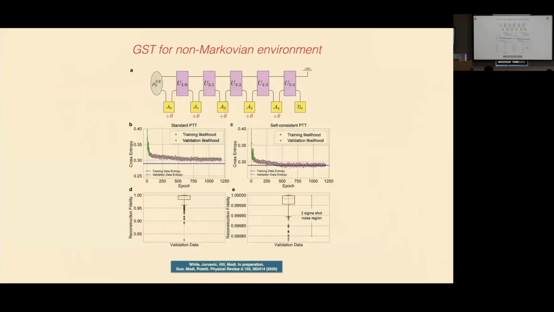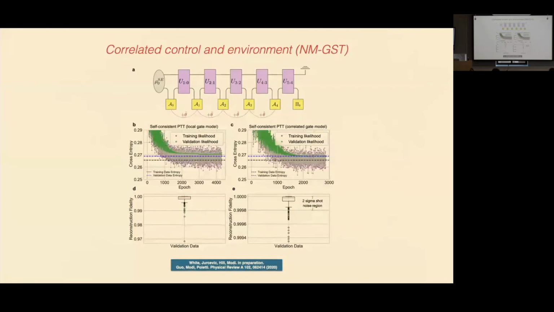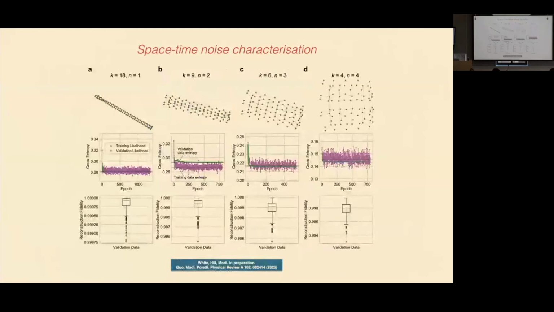And we can check, does it work? We can check standard process tomography versus self-consistent process tomography. It works better, right? It converges better. Look at the scale here and the scale here. It's much better. We can compare correlated environment, correlated control versus not correlated control, and so on. We can make it all work. This is data from IBM where we have 1 qubit over 18 time steps, 2 qubits over 9 time steps, and so on. So this can be done in space-time.